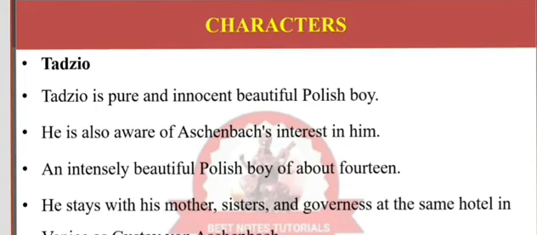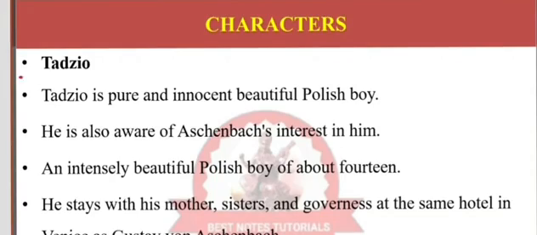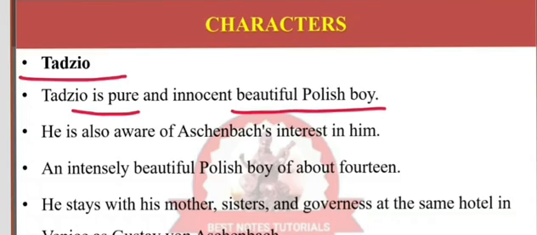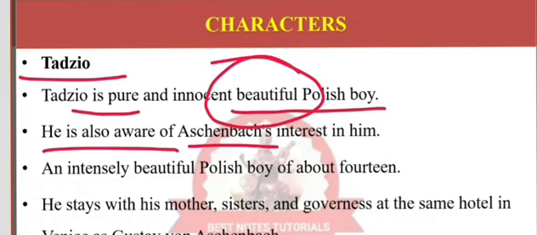Friends, let's talk about another character, that is Tadzio. Tadzio is a very innocent, pure-souled, beautiful Polish boy. Because of this Tadzio's innocence and beauty, another character, that is Gustav, gets attracted. Tadzio is also aware of Aschenbach's interest in him. Of course, when somebody looks at somebody continuously, and then somebody notices their moves, they understand that they are interested in them. In the same way, Tadzio had also noticed Aschenbach, and he understood that this man is interested in him.